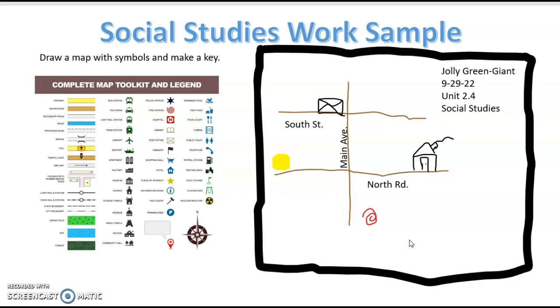and make a key. And then again, on the actual work sample, you write their name, and again, any name that you gave Kava, the date. You'll be doing this on September 29th, 2022. Unit 2, Lesson 4, and for social, please write social studies. I know it's obvious it's a map, but there can be maps in the other subjects. That's all I need, those 4 items.